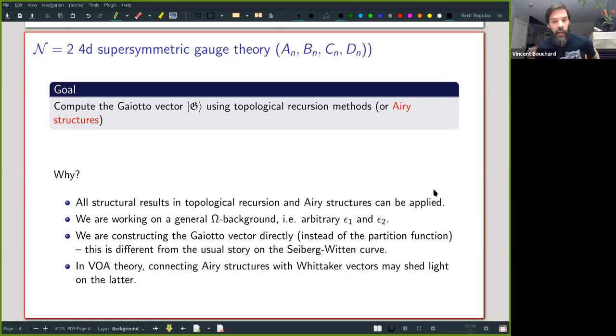And as I'll explain, the Gaiotto vector will be related to Whittaker vectors. It will be given by a Whittaker vector in VOAs, vertex operator algebras. So connecting topological recursion structures with these Whittaker vectors may also help understand Whittaker vectors in VOAs, which is something where some things are known, but there's still a lot of unknowns. So that's a different direction, but there are a lot of different things that this connection between topological recursion and Gaiotto vectors may give rise to. All right, so this is just to motivate why you might care about what I'm going to talk about, but now let me get into some of the details.